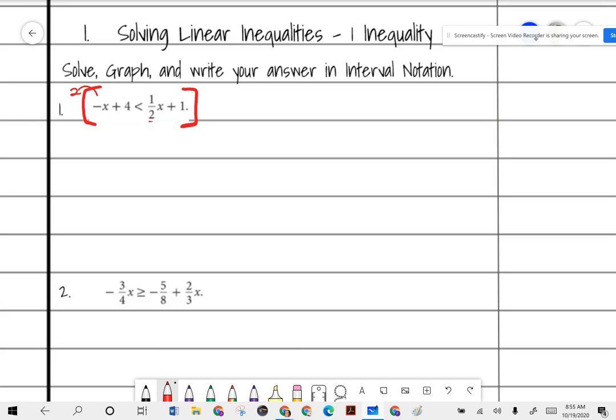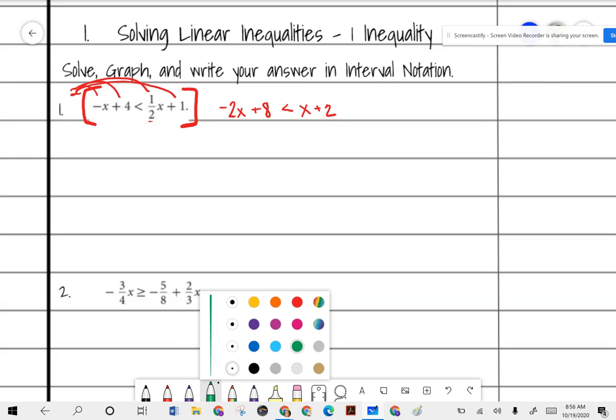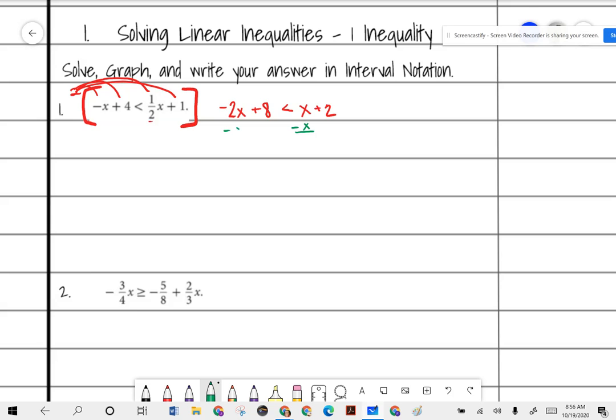So if I were to distribute the 2 to negative x, I get negative 2x. Take the 2 times the positive 4, I get positive 8. Inequality stays the same. 2 times 1/2 x is just going to be x, and then 2 times 1 is just 2. So now it's a nice inequality that I can just solve as normal. I'm going to subtract x. That gives me negative 3x plus 8 is less than 2. Subtract 8.